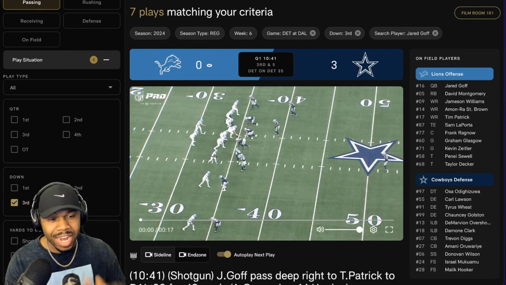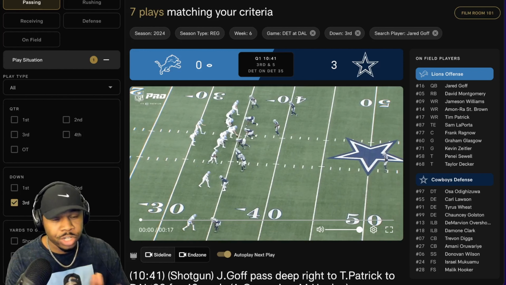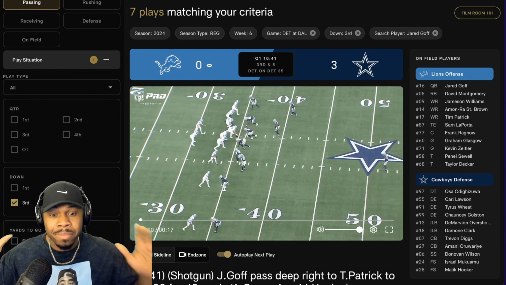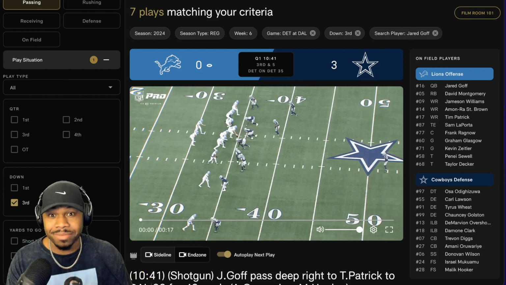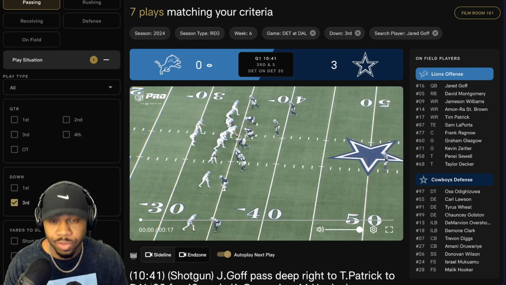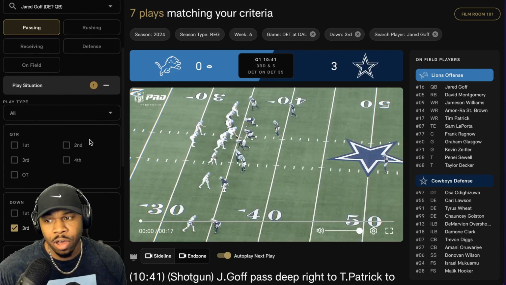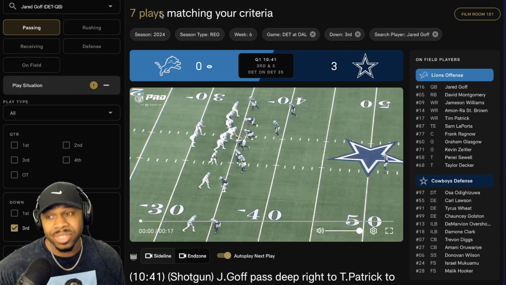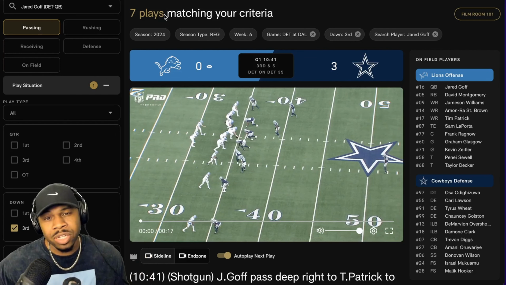All right, we will be checking out every money down throw from Jared Goff versus the Cowboys. What is a money down? If you have a quarterback that's converting on third downs, they get the money. That's what a money down is. It's a third down throw. So in this game, on third downs, Jared Goff has seven throws. I don't know if they're completions or drops. That's why we watch the film, so let's get it.